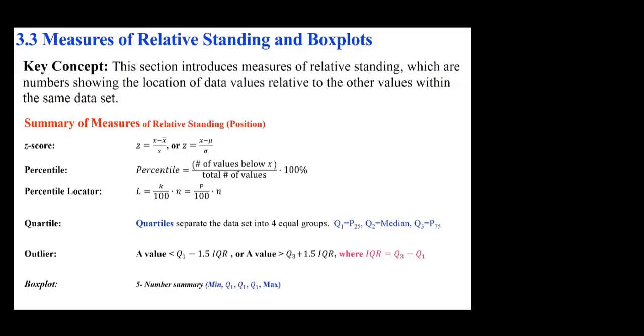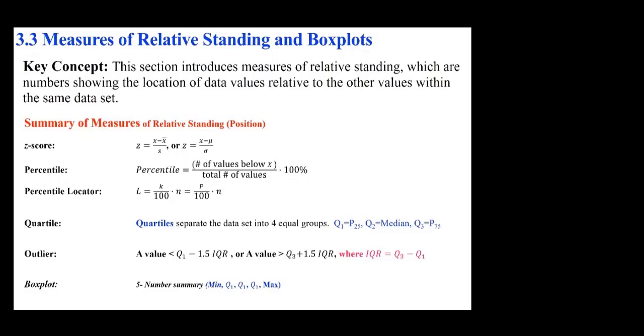Percentile, it's calculated as the number of values below a specific number divided by total number of values. That 100% just changes it to a percentage. Percentile locator, notice we use L. In some cases, I've seen that they use C. N is the sample size, but notice k over 100 or P over 100. A percentile, in many texts, they use P. In some cases, they use k. So again, I want to make sure that you're familiar with various notations.